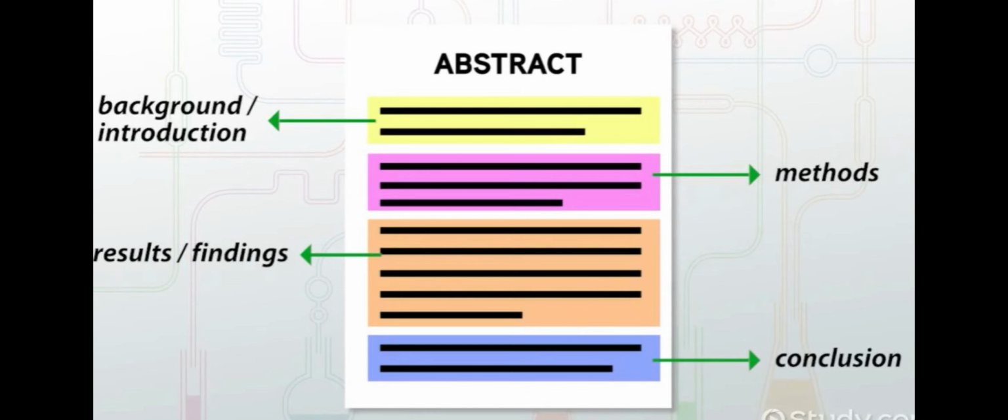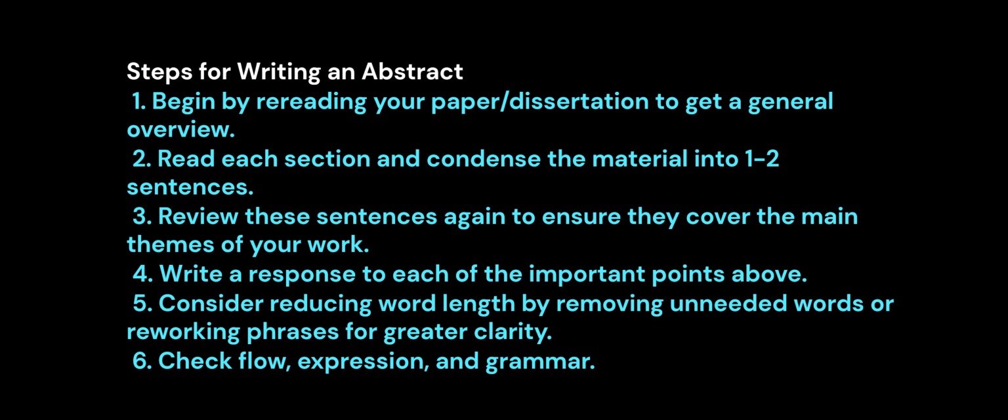Steps for writing an abstract. 1. Begin by rereading your paper or dissertation to get a general overview. 2. Read each section and condense the material into 1 to 2 sentences. 3. Review these sentences again to ensure they cover the main themes of your work. 4. Write a response to each of the important points above. 5. Consider reducing word length by removing unneeded words or reworking phrases for greater clarity. 6. Check flow, expression, and grammar.